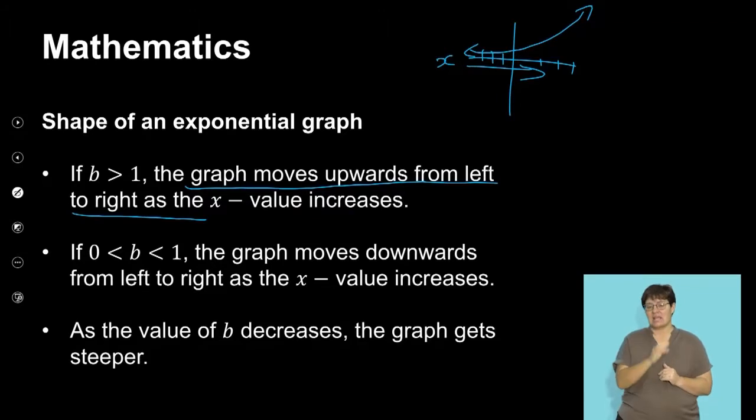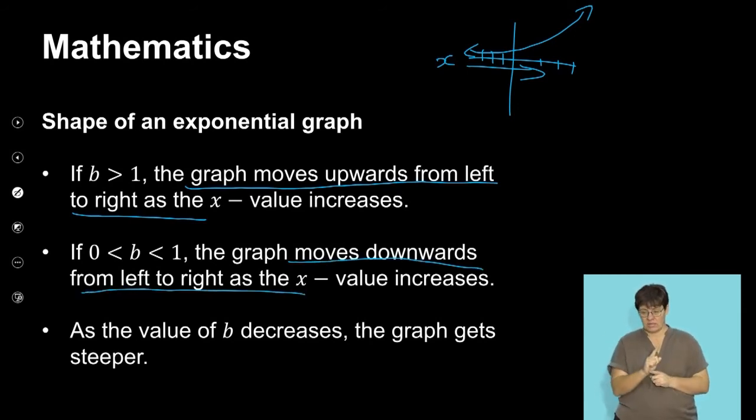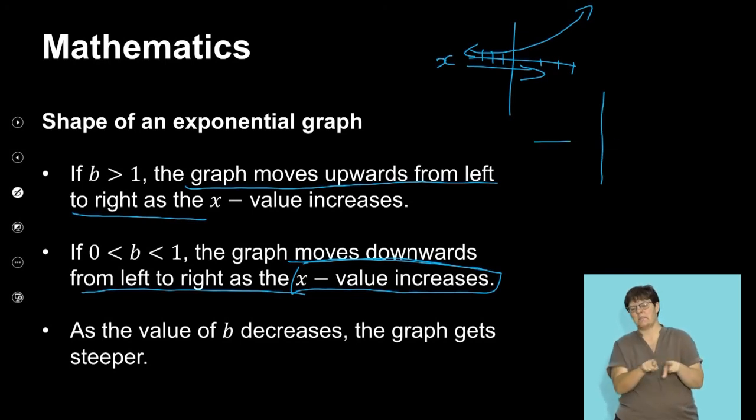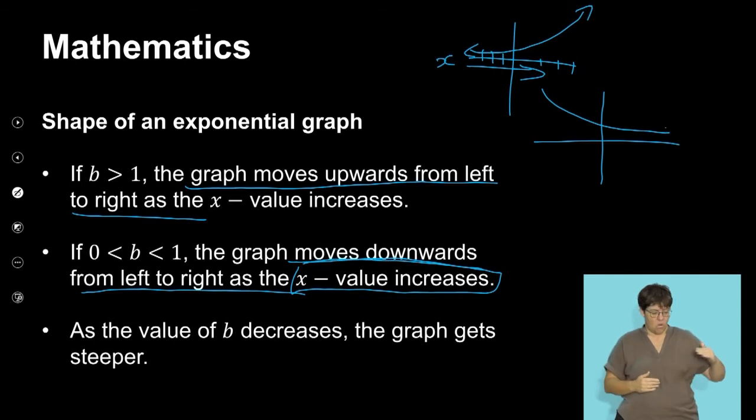So it can only be between 0 and 1. As you saw, it was a half, or it can be a quarter, or it can be 3/4, as long as it is just between 0 and 1. And this will then say that the graph moves downwards from left to right, as the x value is increasing. So graphically, this will look something like this. We said it is moving down, so it is like that.